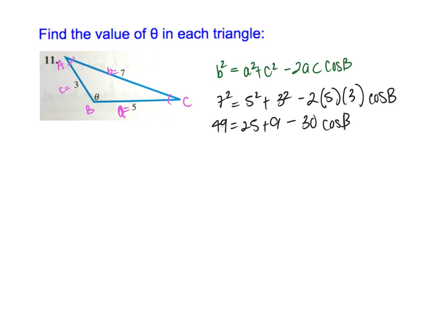So how about I reduce this and make this look nicer? 25 plus 9 gives me 34, minus 30 cosine of B. So if I subtract 34 from both sides, that cancels, and so then this becomes 15. And then this becomes negative 30 cosine of B. Oops, sorry, I meant to write B.